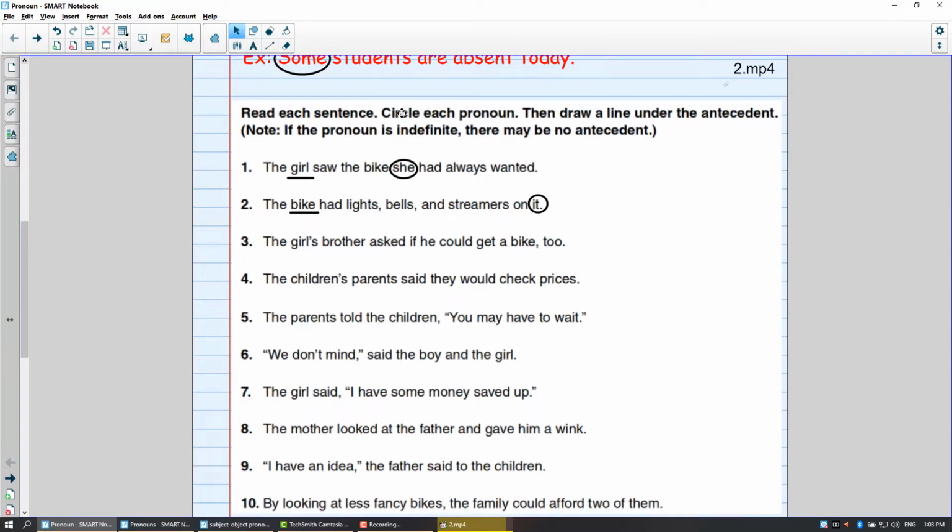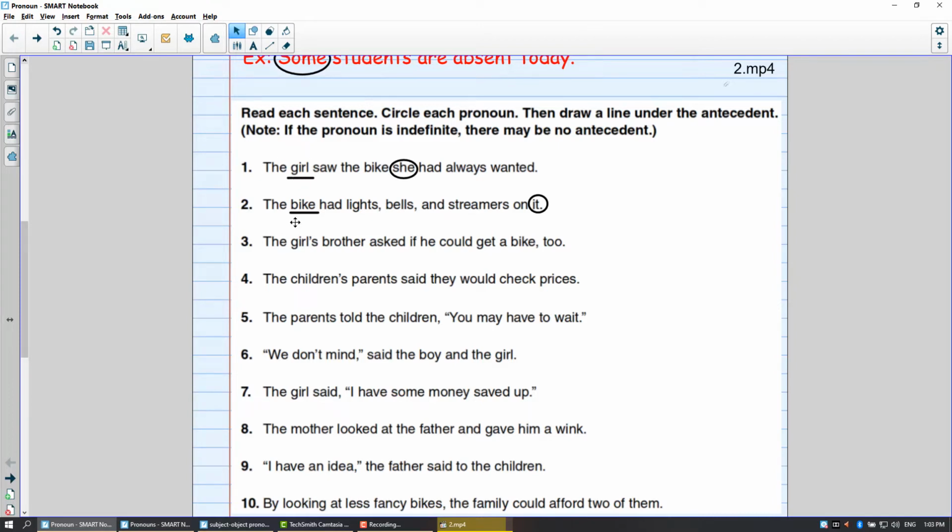Actually, it says circle the pronoun. So in number 1, the pronoun is she, a subject pronoun, and we have to underline the antecedent. What does it mean, the antecedent? The word that the pronoun replaced. Instead of repeating the word, we wrote she. So of course, she replaced the girl. That's why we need to underline the girl.